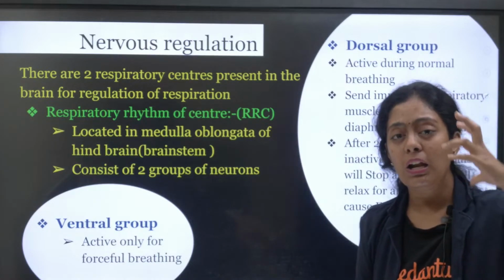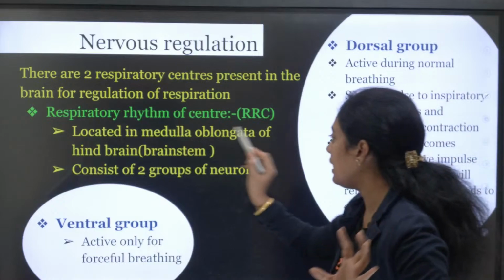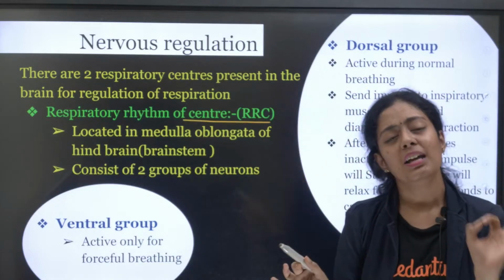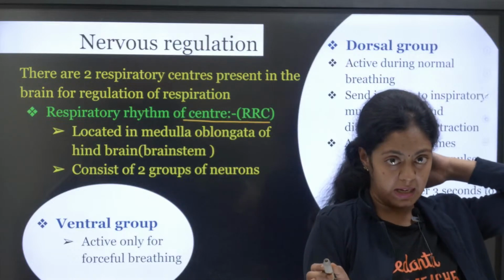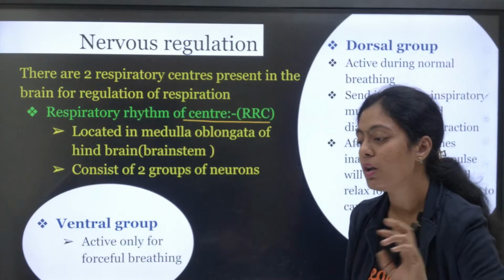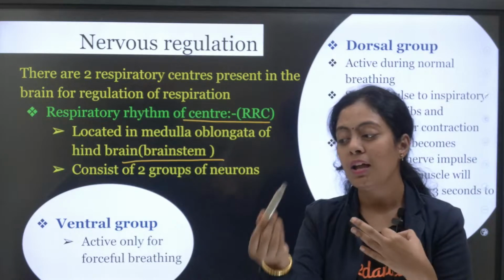In my brain there is a center called the respiratory rhythm center. Very important. Where is it? It is present in my medulla oblongata. The medulla oblongata is at this back place. That is called your brain stem. Medulla oblongata is a part of your hind brain.